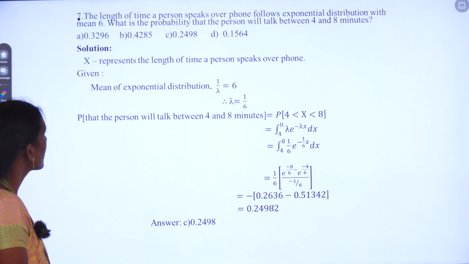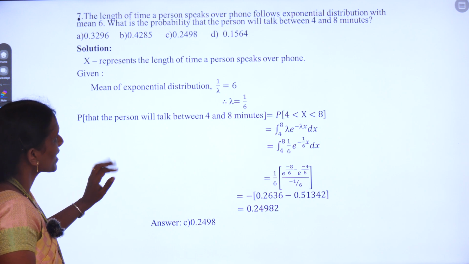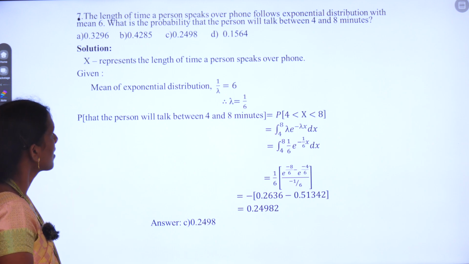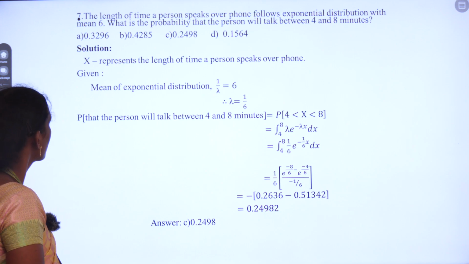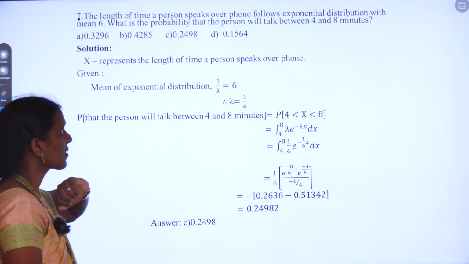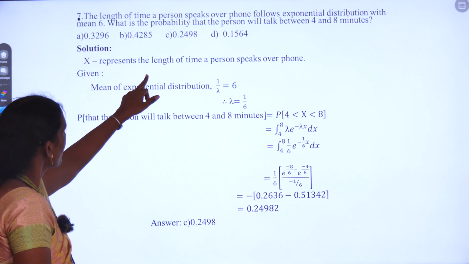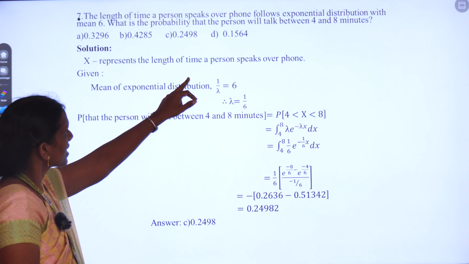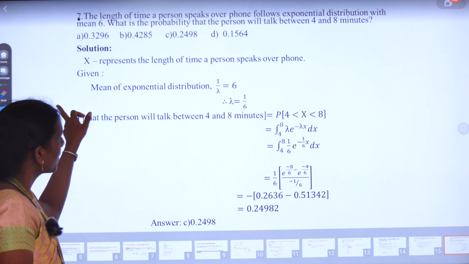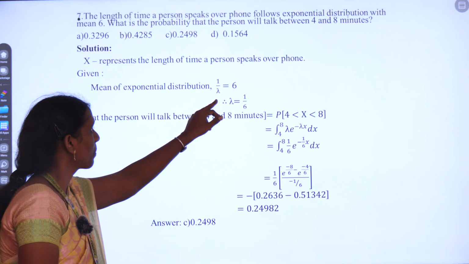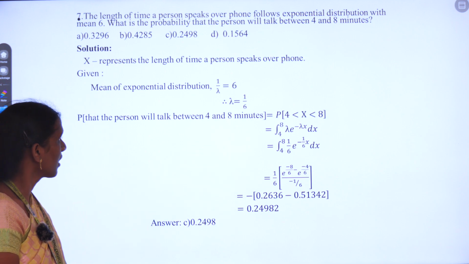Next, problem number 7. The length of time a person speaks over the phone follows an exponential distribution with mean 6. What is the probability that the person will talk between 4 and 8 minutes? We were given 4 options. First we must list down what is given. Here capital X represents the length of time a person speaks over the phone, and it is also given that the mean of the exponential distribution, represented by 1 by lambda, is equal to 6. Therefore lambda is equal to 1 by 6.